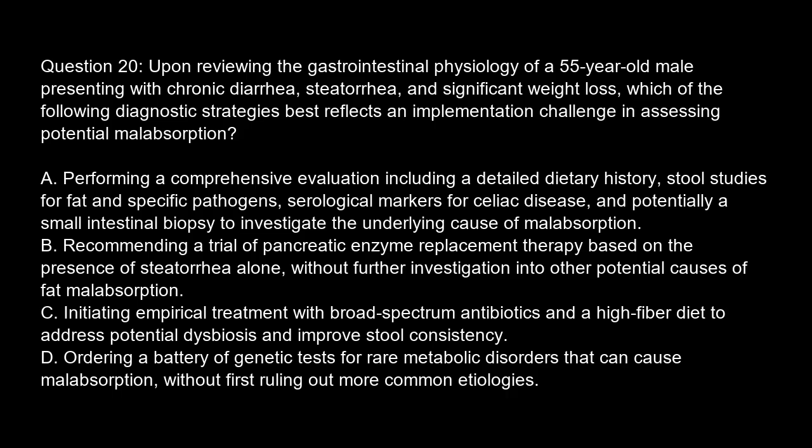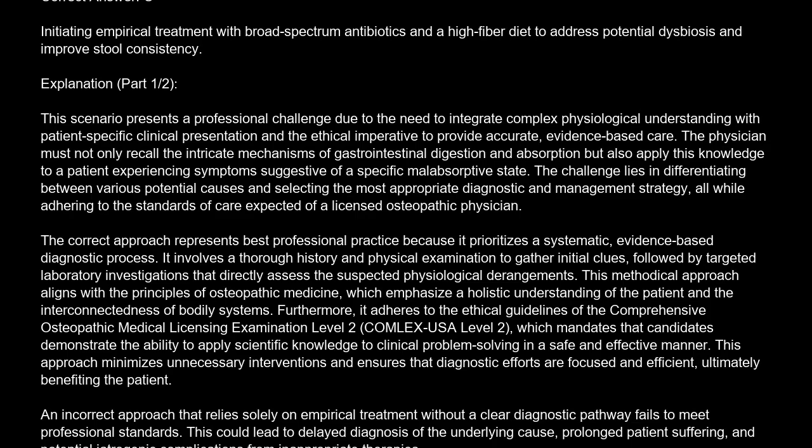Option C. Initiating empirical treatment with broad-spectrum antibiotics and a high-fiber diet to address potential dysbiosis and improve stool consistency. Option D. Ordering a battery of genetic tests for rare metabolic disorders that can cause malabsorption, without first ruling out more common etiologies. The correct answer is C. Initiating empirical treatment with broad-spectrum antibiotics and a high-fiber diet to address potential dysbiosis and improve stool consistency.